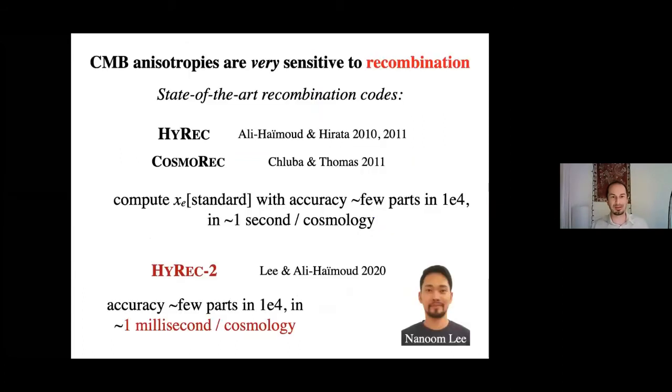We can still, provided we just assume it's some collisionless cold fluid, know exactly how much there is. Okay, so CMB anisotropies, as I hope I have already illustrated, are extremely sensitive to the recombination history of the universe, how exactly the universe went from being fully ionized to almost fully neutral. And there are a couple of codes that compute this to very high precision. I'll just take advantage of this to advertise my student's work, Nanum Lee, who wrote this new version of HiRec, which runs in 1 millisecond and computes a recombination history with an accuracy of a few parts in 10^-4.